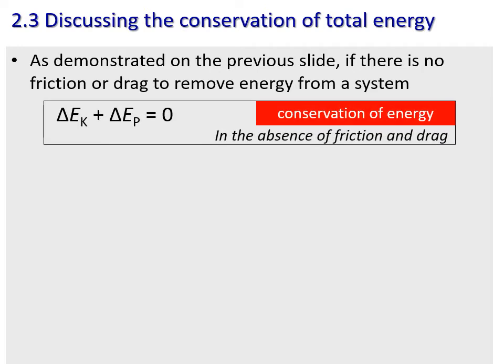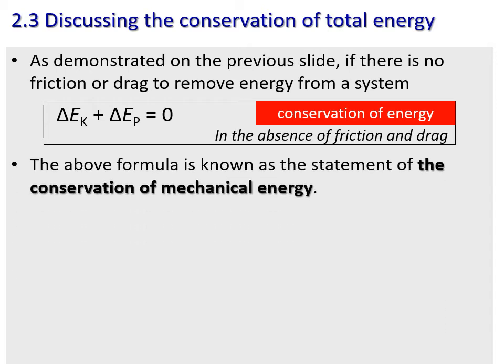You need to copy this equation down. This is very important. This is the equation for conservation of energy. What it tells us is that in any system, the change in kinetic energy plus the change in potential energy, this is gravitational potential energy, equals 0. This is known as conservation of mechanical energy.